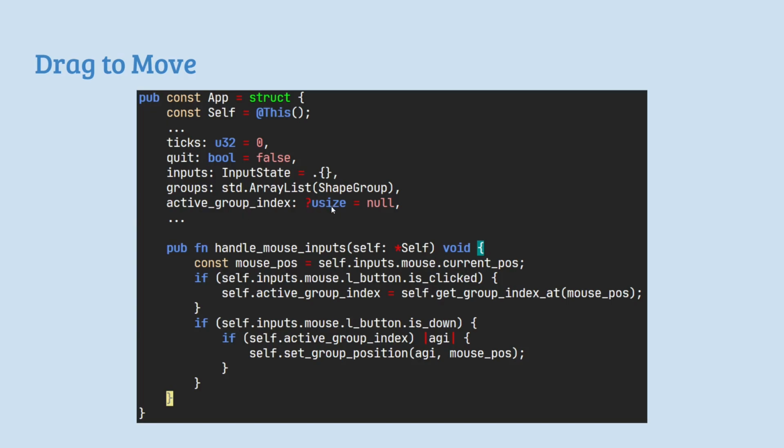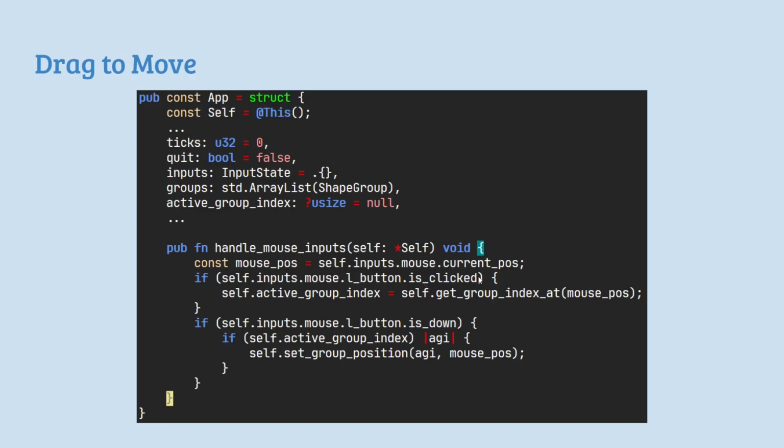So on every frame, we'll handle mouse inputs, and if the mouse button is clicked, we'll check if we're clicking on the group index. So this get group index will check the mouse position and see if there's any group within that. And if the mouse button is down and we have a group index clicked, then we will set the group position. So that's fairly straightforward.